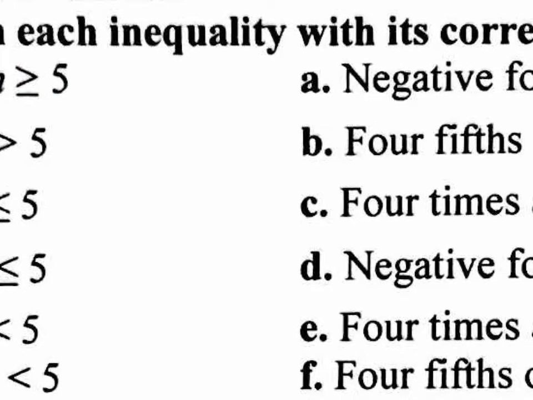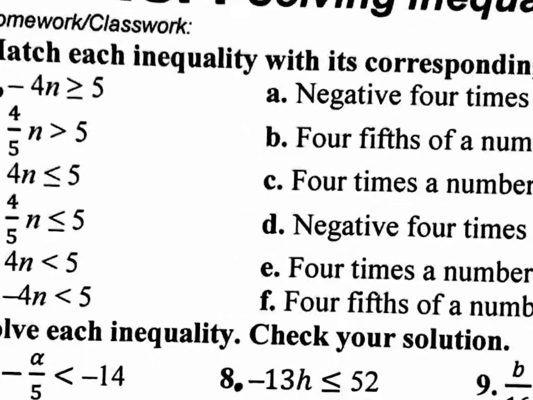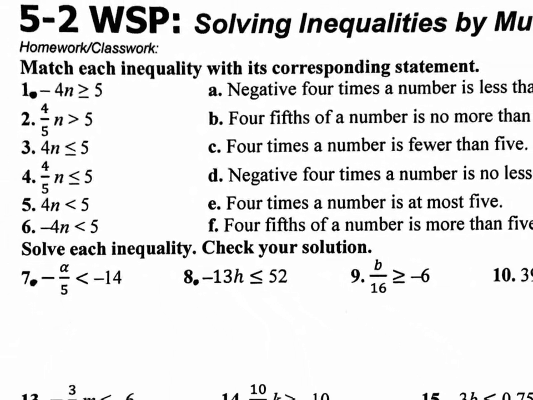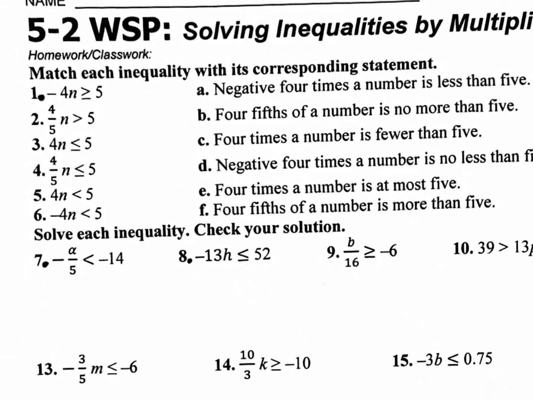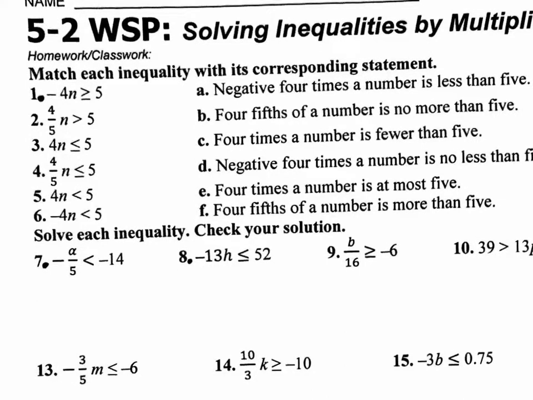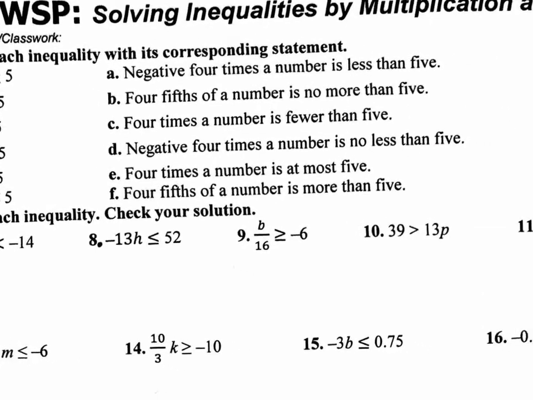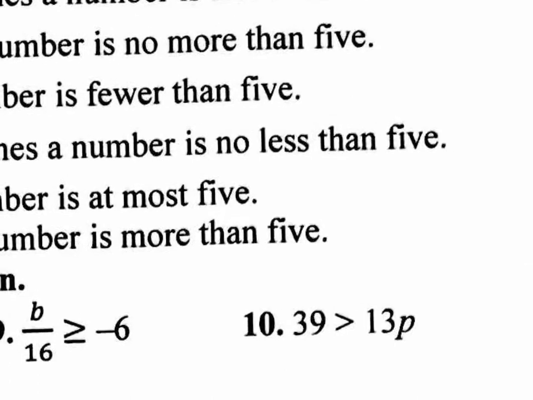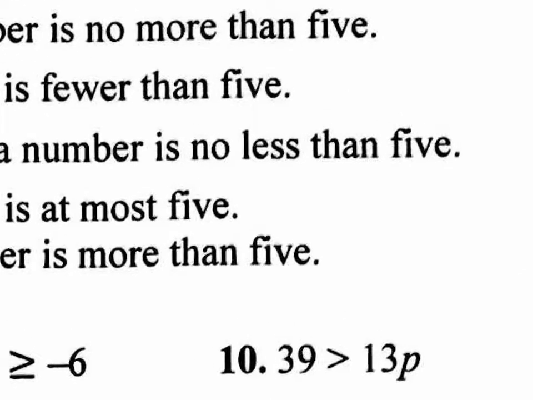So let's look over here. -4 times a number is greater than or equal to 5. -4 times a number is less, whoops, that's not it. So -4 times a number is no less than 5. Some of us might get confused with that. As a matter of fact, let's zoom in on this. Let's actually underline or circle this. Is no less than 5.